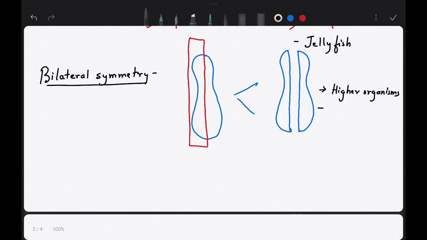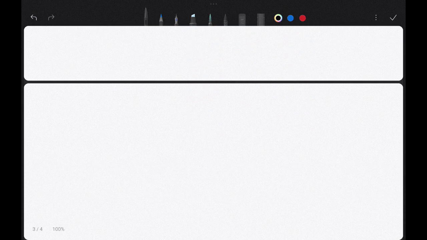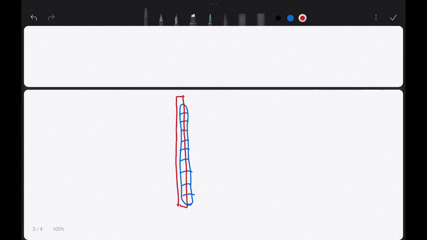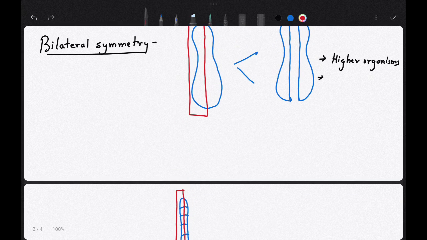Suppose now I give you an example, suppose this is an earthworm. Now if I cut it through the longitudinal plane, you would be able to divide it into two equal halves. So these types of organisms are known as bilaterally symmetrical organisms, or bilateria. So we have read about different types of symmetry.